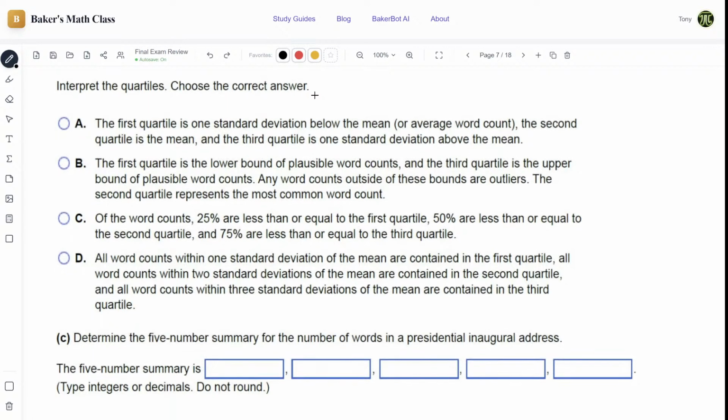Remember, the quartiles are not telling you standard deviation. So in this case, the answer is C. 25% or less in the first quartile, 50% or less in the second quartile, 75% or less in the third quartile. There's 50% in between quartile 1 and quartile 3. It has to do with the median of the values and the count of the values, not the actual standard deviation, which is the mean.